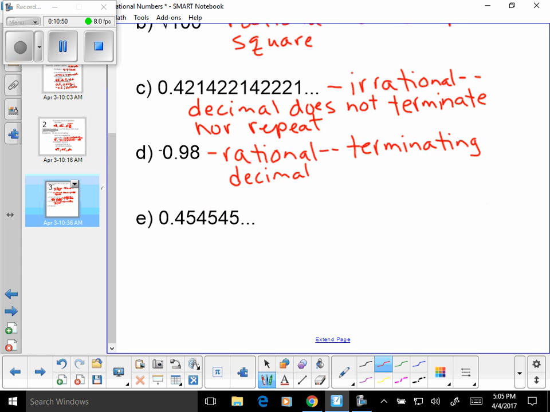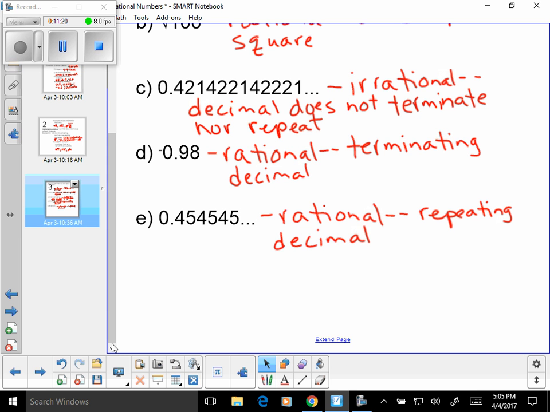Okay, check out E. Yes, it is rational. Why? Because it's a repeating decimal, even though they didn't use the repeat bar, otherwise known as bar notation. Remember, I gave you an example in part 1 of the notes that you can show repeating decimals by using just the pattern and then the ellipsis.